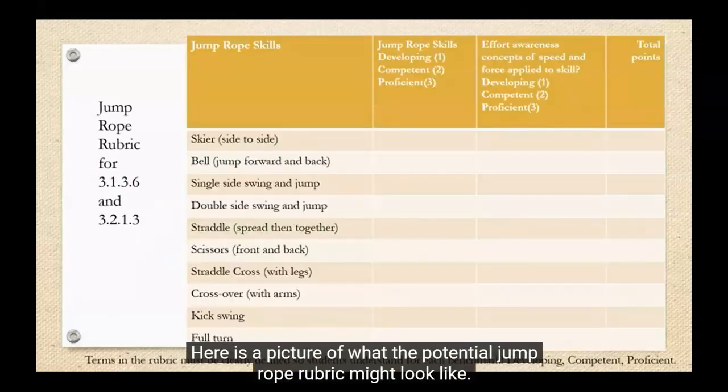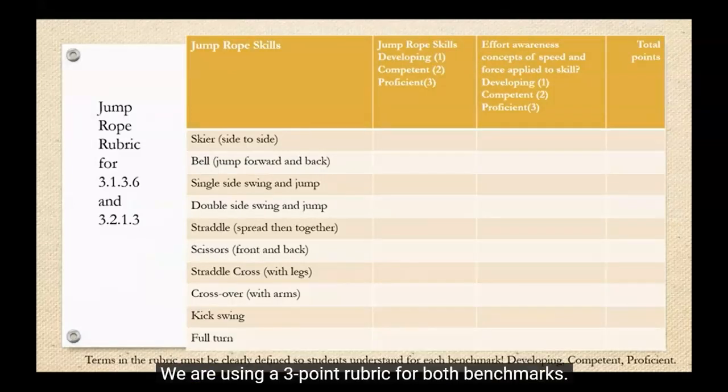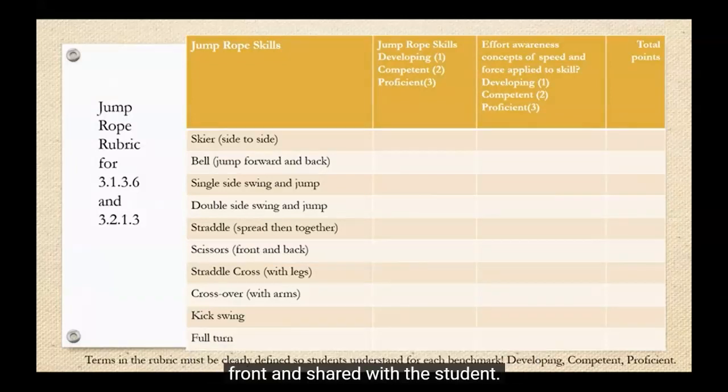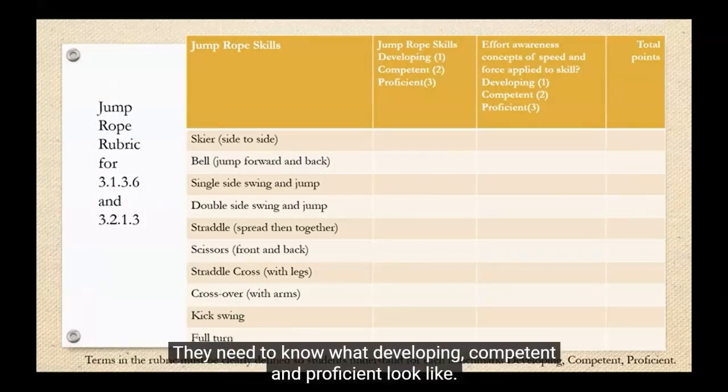Here's a picture of what the potential jump rope rubric might look like. We are using a 3-point rubric for both benchmarks. It is critically important that the scoring criteria in the rubric be clearly defined right up front and shared with the student. They need to know what developing, competent, and proficient look like.